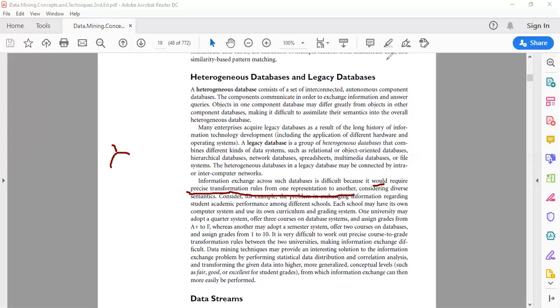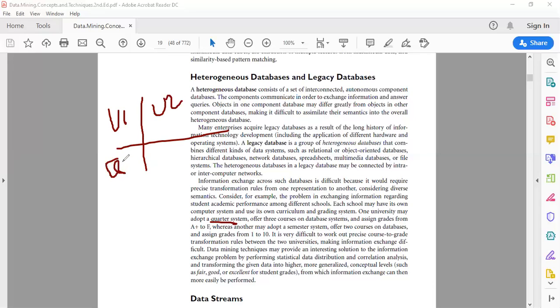Example. Consider two universities, U1 and U2. The first university, U1, adopts a quarter system and offers 3 courses on database systems.